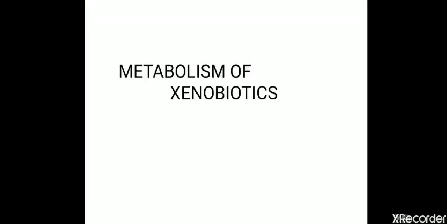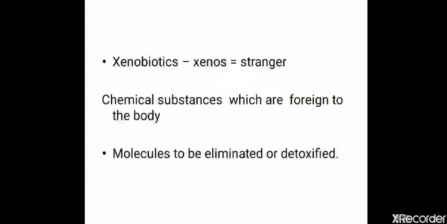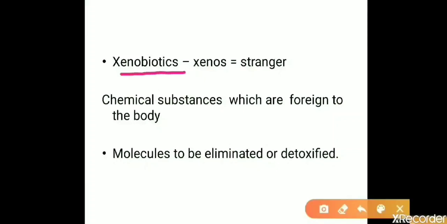In this video, I will be explaining to you the metabolism of xenobiotics in detail. So first of all, you should know what xenobiotics are. What is the word meaning of xenobiotics? The word meaning of xenobiotics is stranger. So xenobiotics means any foreign chemical compound. It can be any environmental pollutant or any chemical compound present in processed food items like sweetening agents, coloring agents, or food preservatives, or it can be any drug. So any foreign chemical compounds are considered as xenobiotics.